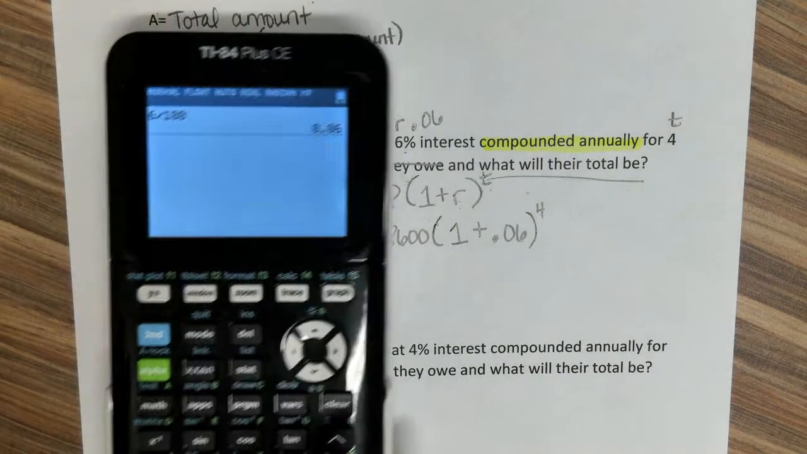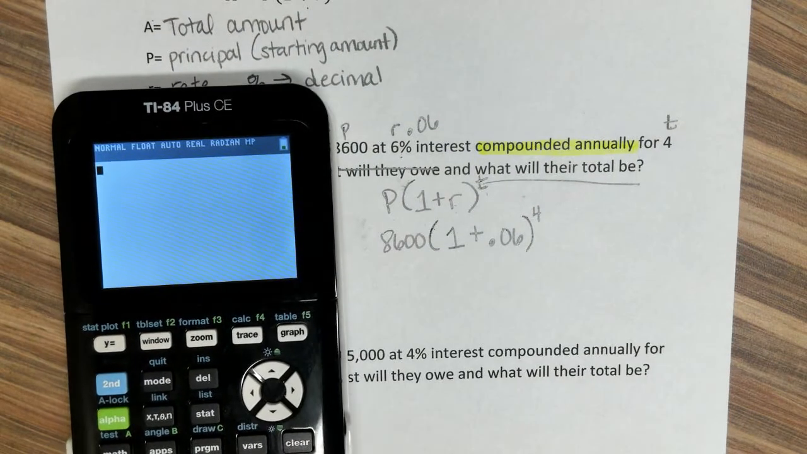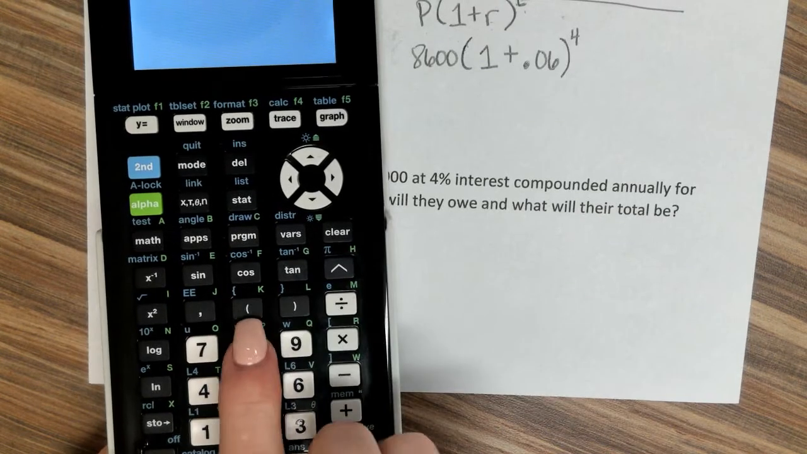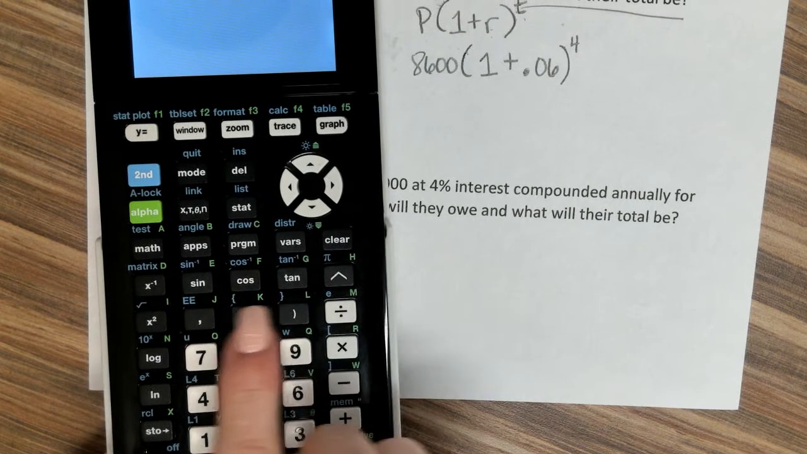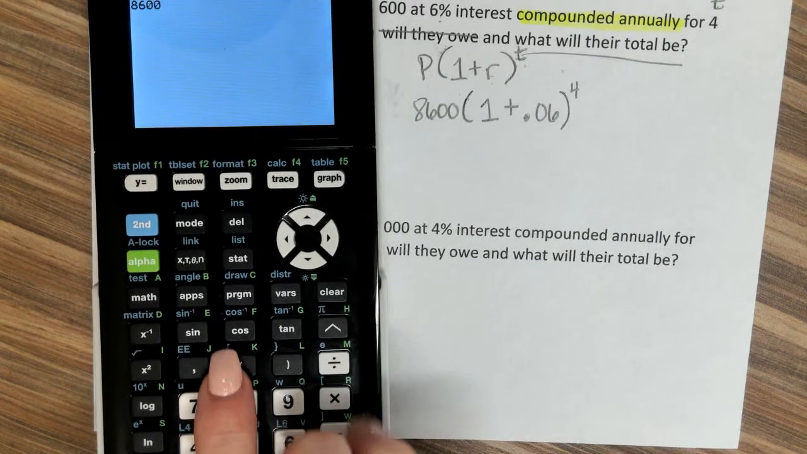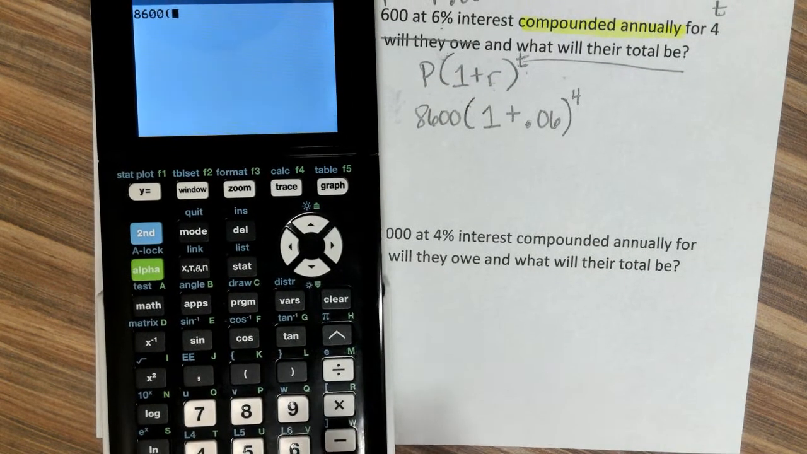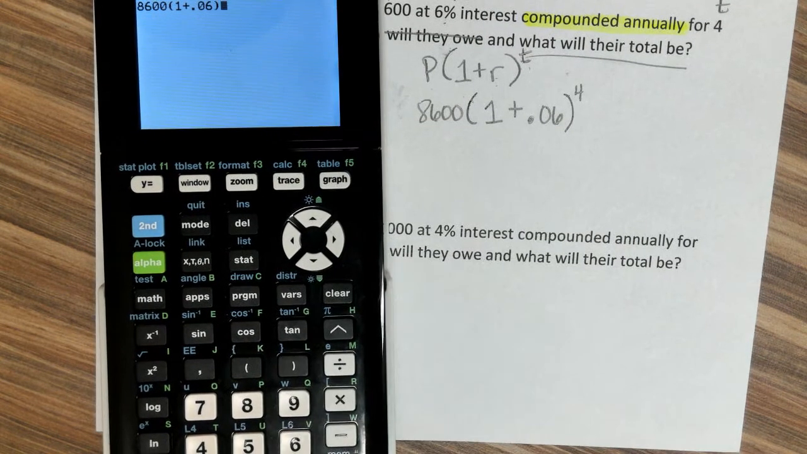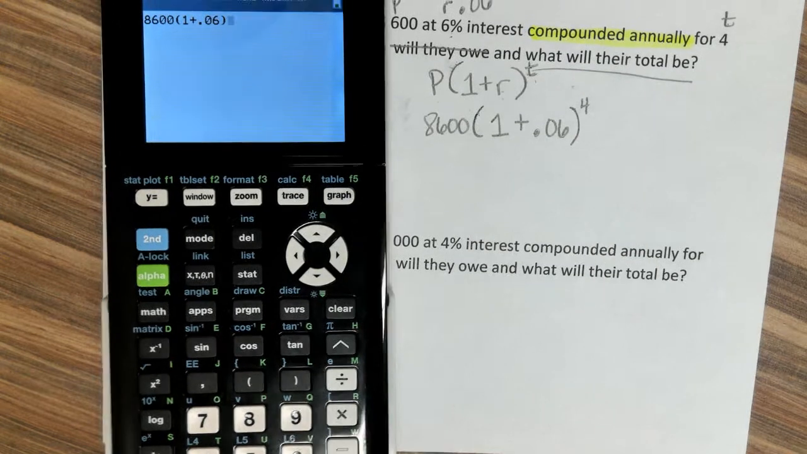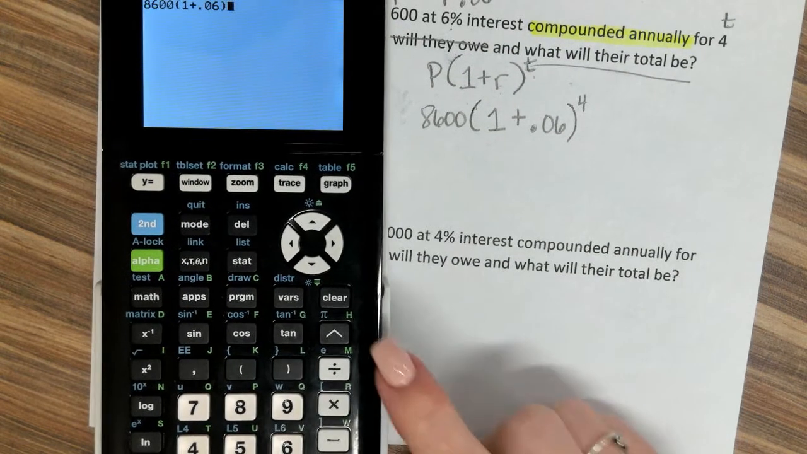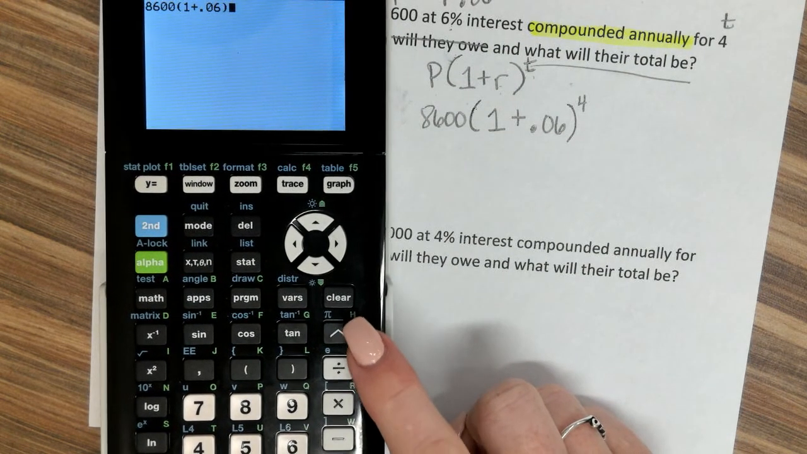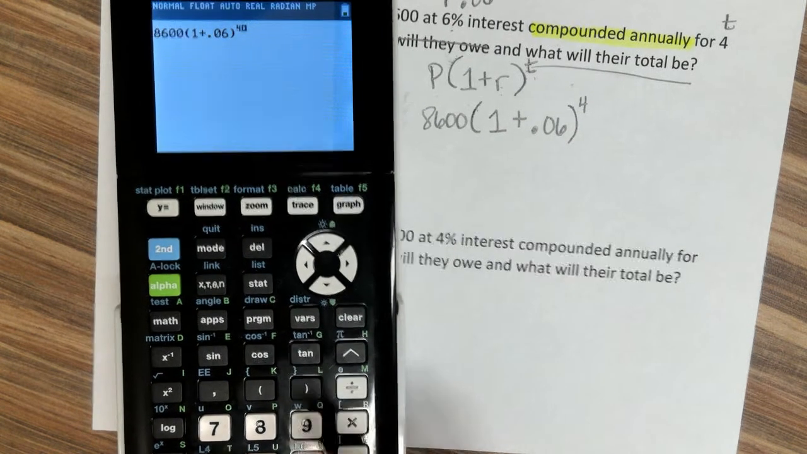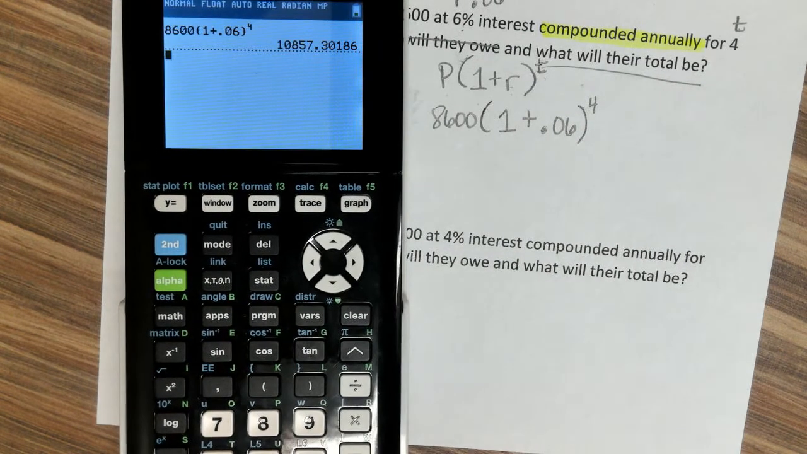Okay, so I go to my calculator, I type in 8,600, open, does everybody remember where the parentheses are? Right here above 8 and 9? Okay, so I open parentheses, 1 plus 0.06, I close parentheses. How do I get to the exponent? The caret button right here below clear. So I hit my caret button and I put in a 4 and I hit enter, and that's my answer.